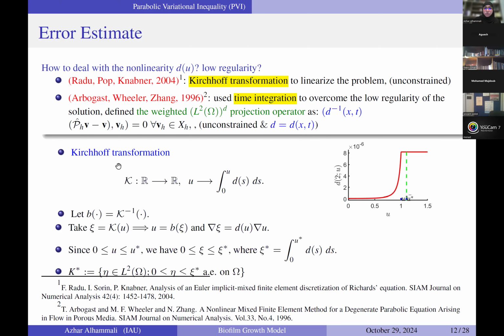So first, we define the Kirchhoff transformation like this. It takes you to this variable, we call it xi. So it depends on the diffusivity. Based on the properties of the diffusivity, K has an inverse. We denote it by B. And then we change the variable here. Now, the diffusivity of the new variable is 1, a constant. And this new variable satisfies this box constraint.